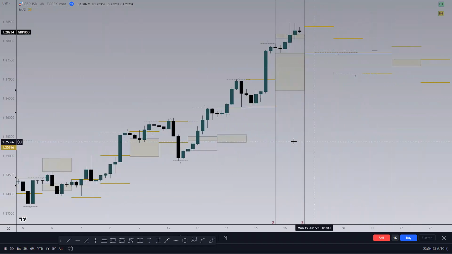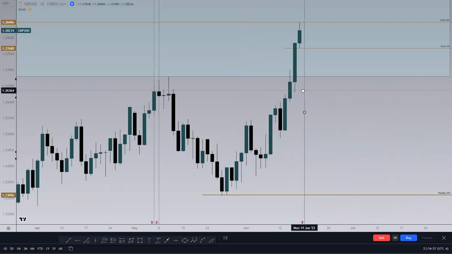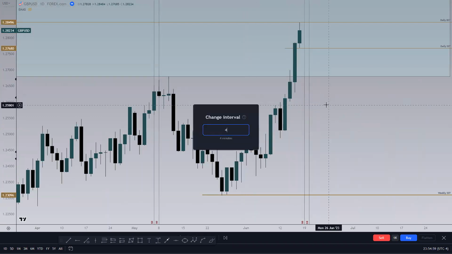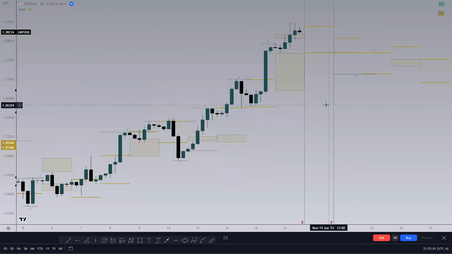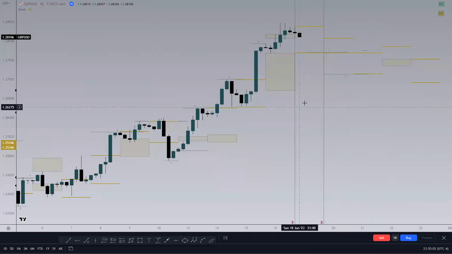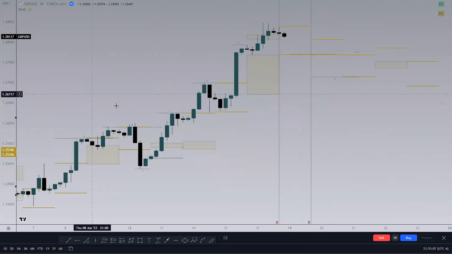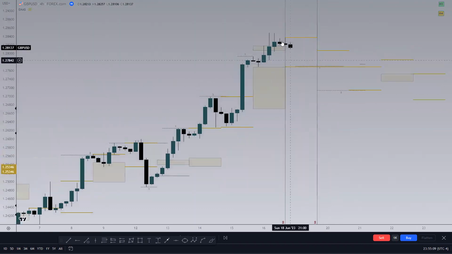Now, going on to the 4 hour time frame, I'm just going to adjust these lines to show you what we anticipated just before the open of the European session. We can see the next draw on buy side on the 4 hour was this swing high, and the next draw on sell side on the 4 hour is this swing low down here.